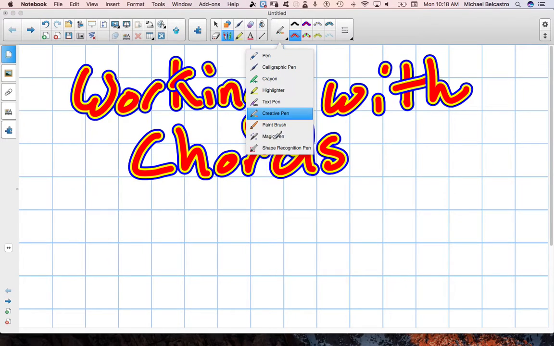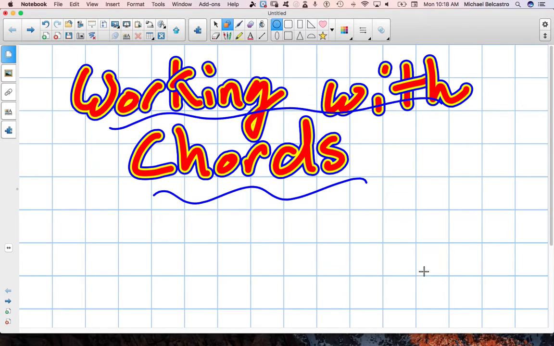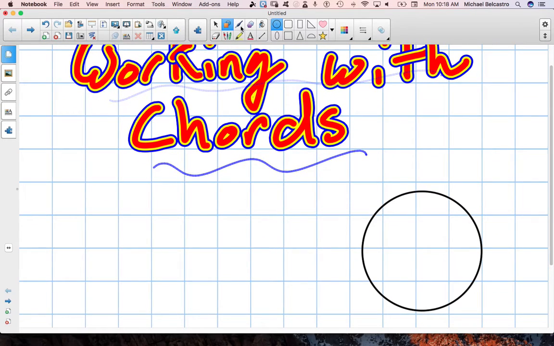All right, we're going to be working with chords. What type of chords? A chord is, by definition, a piece of a circle, you could say. A chord is the distance or a line from one point on the circumference of the circle to another, but not including through the center.